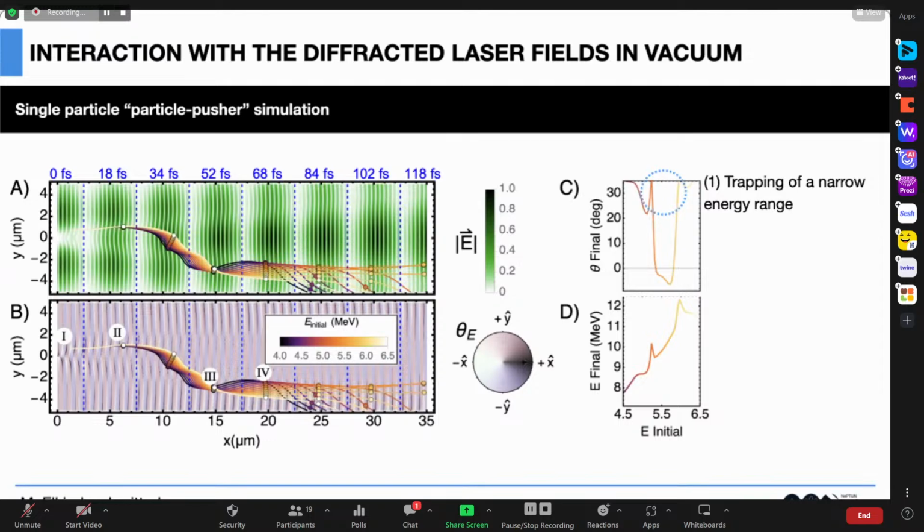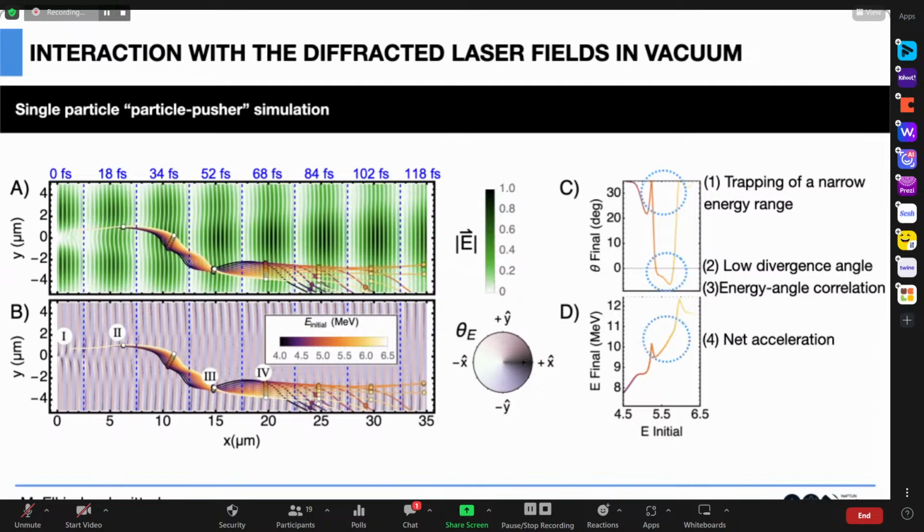So going over these final results, we see first that indeed this mechanism explains the trapping of a narrow energy range. Everything below some energy threshold or above some energy threshold is just being pushed out by the transverse fields. We see the low divergence angle, very close to 2-3 degrees, as we observe in the experiment. We also see the positive energy to angle correlation.